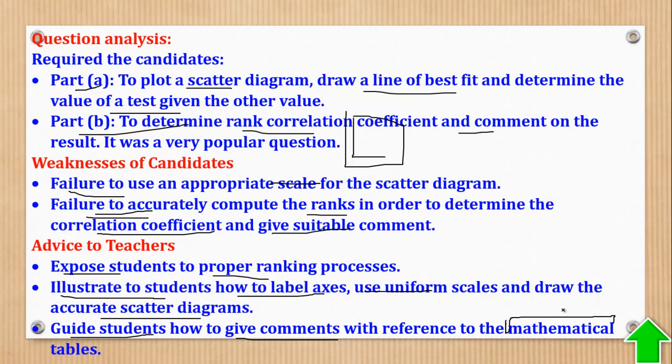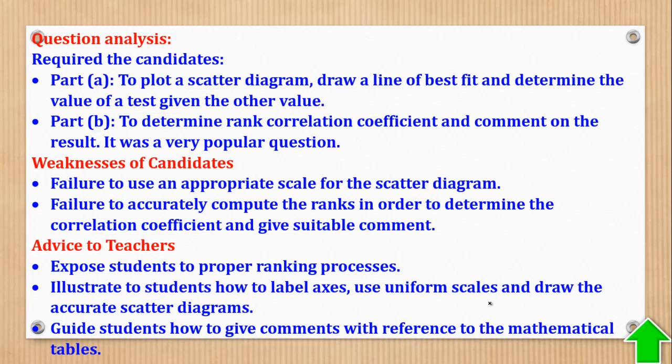In subsidiary math, they still allow where they say high positive correlation, low positive correlation, very low positive correlation, moderate, like that. But in principal math, we cannot allow that. Comments must come from mathematical tables, or what we call logbooks. So take note of that.